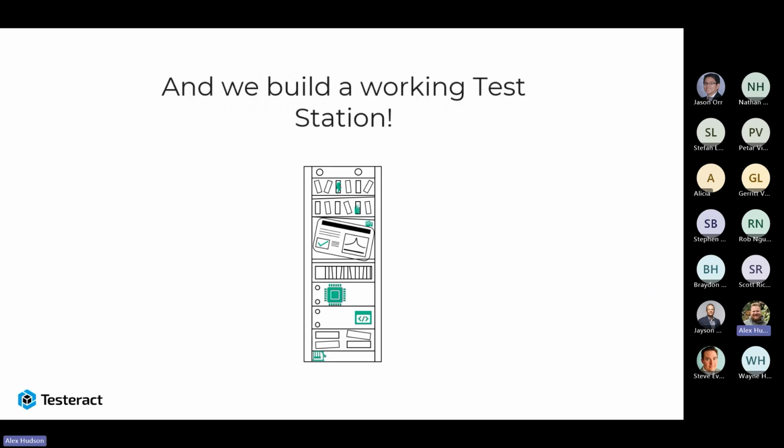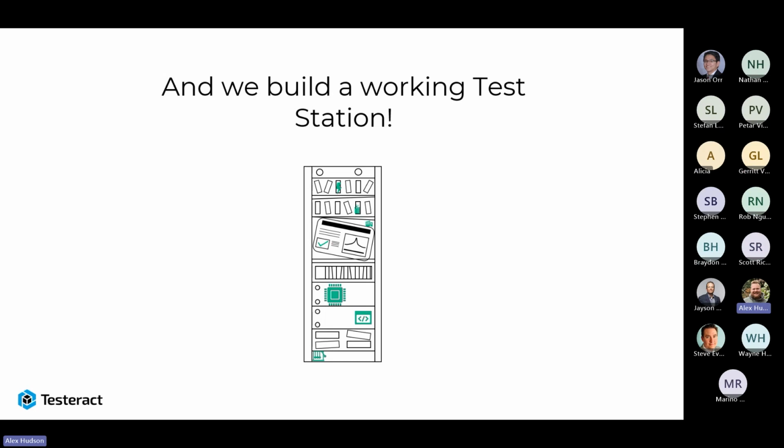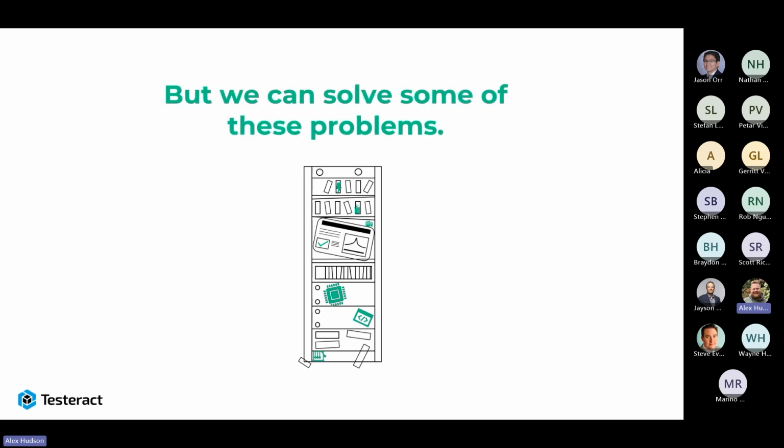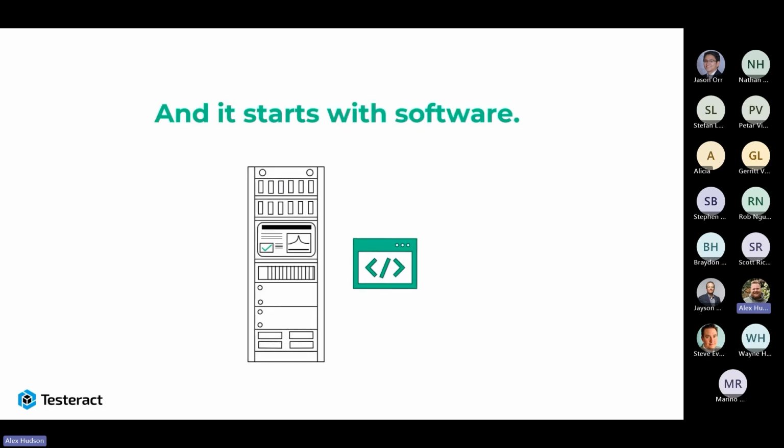And good news, we build a working test station. It's a little bit jankier than it should have been because we've made some changes that weren't planned for because requirements changed, but it's working. However, we get in this cycle of requirements changing, and then it turns into a real maintenance nightmare. And in my opinion, maintenance mostly comes down to good software. So we can solve some of these problems, and it starts with software.